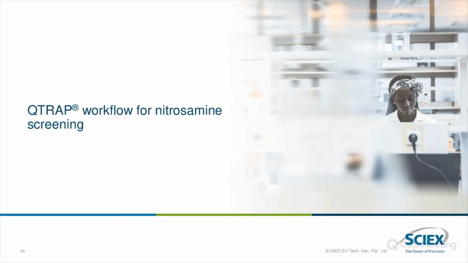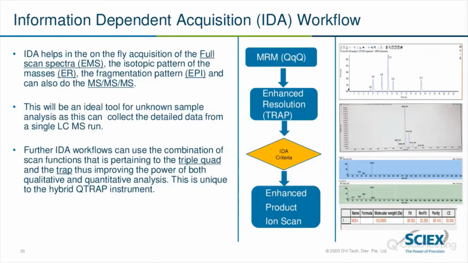So next slide, please. What you are seeing here is the IDA workflow, which is called information dependent acquisition workflow. This workflow helps you acquire on the fly 4 sets of data like full scan spectra, isotopic pattern, product ion, and MS, and all of this can be acquired in a single injection, and that's the beauty of this workflow. On the extreme right, we are acquiring MRM data, EMS data, and enhanced product ion spectra in a single run.